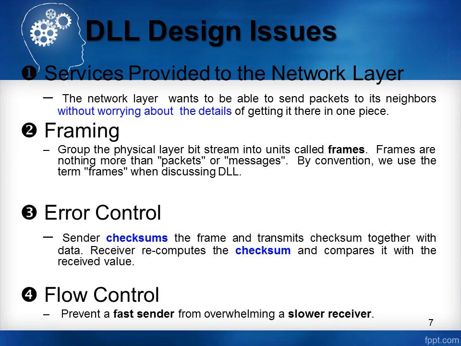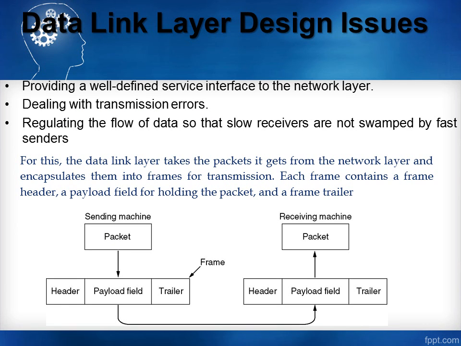Error control. The sender checksums the frame and transmits the checksum together with the data. The receiver recomputes the checksum and compares it with the received value. Flow control. Prevent the faster sender from overwhelming the slow receiver. Providing a well-defined service interface to the network layer. The physical layer does not deal with transmission errors, but in the data link layer we are going to see this. Regulating the flow of data so that slow receivers are not swamped by fast senders.